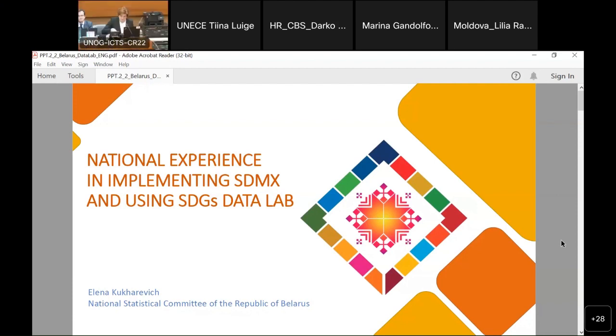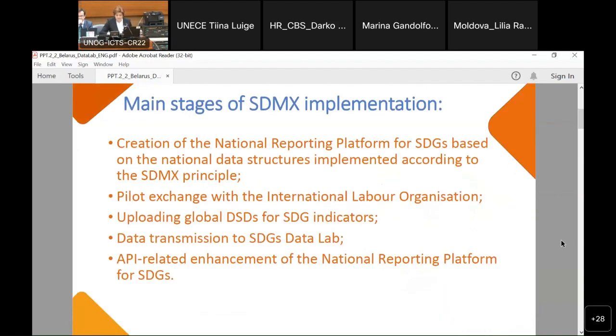My presentation touches on the use of the SDMX format and measuring SDG data. On the whole, Belarus statistics has introduced the SDMX standard for the first time with a view to conducting SDG monitoring. Prior to that, we hadn't been operating that standard, and our experience boiled down to the theoretical knowledge we acquired at various seminars on the use of SDMX.